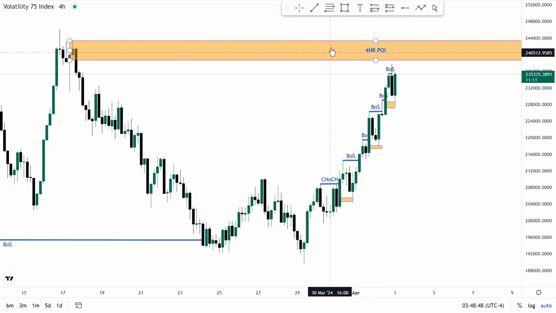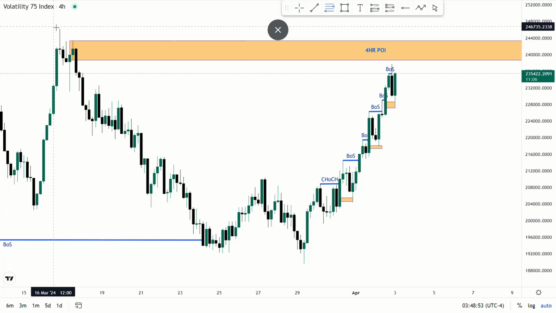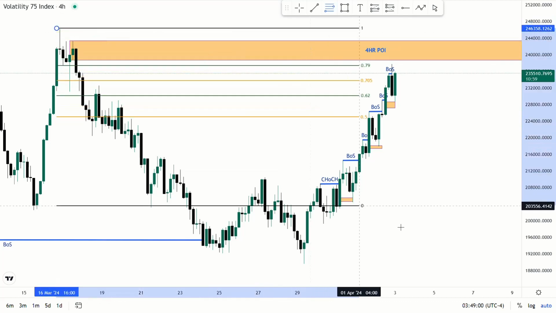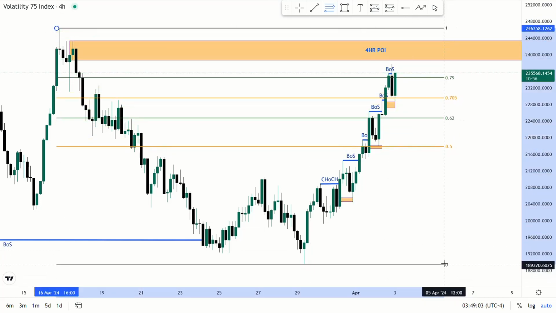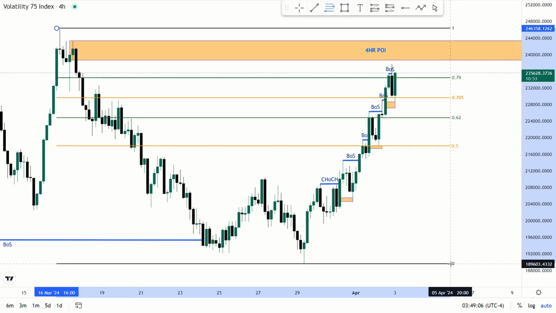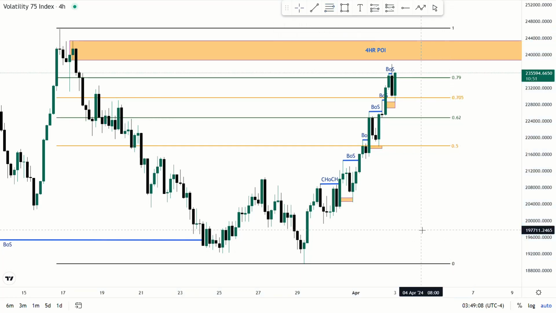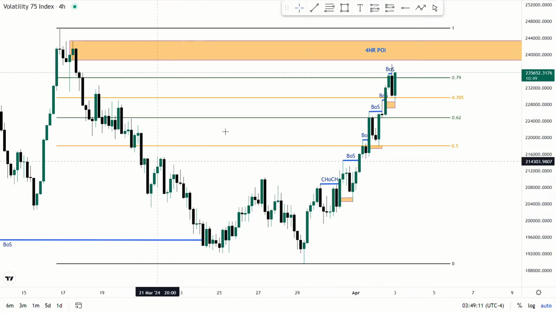I didn't delete the 4-hour POI. This is the extreme POI, but let's just look at the decision POI here. This is a downtrend on the 4-hour chart, so when you draw your Fibonacci, you draw it from that high to this low right here. Your decision POI, the first order block that appears, if you've been following my videos, is this first POI right here. You draw it out like that. This is your POI.